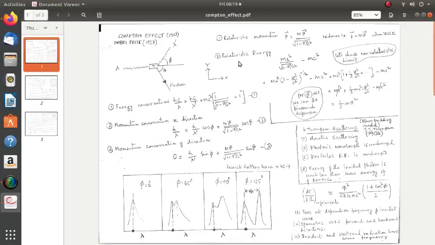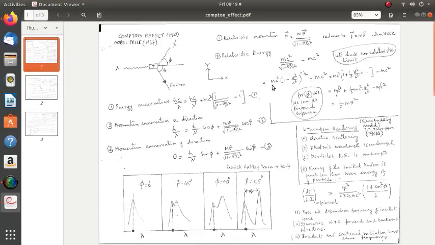And the other relation that we will use is the relativistic energy, which is mc square divided by root over 1 minus v square by c square, minus mc square. This looks very different from the Newtonian kinetic energy of half mv square, but let us check what happens when v is much less than c.